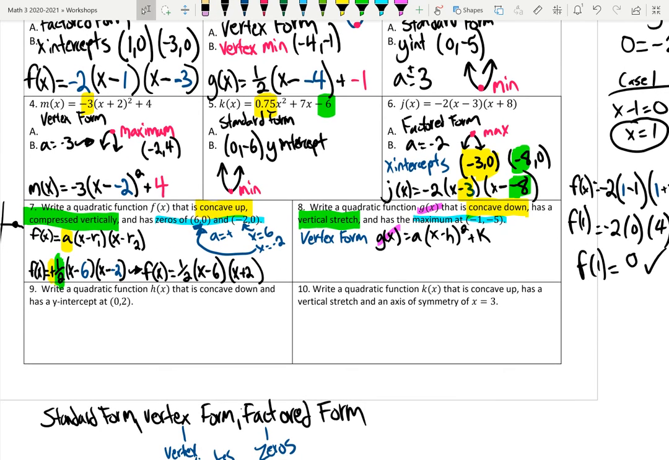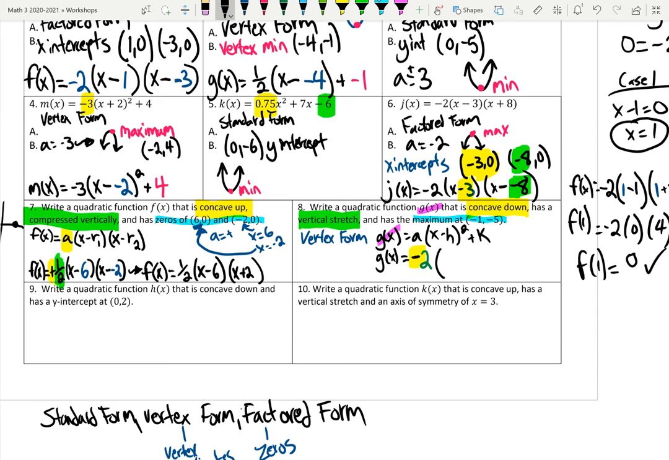Okay, continuing, let's go ahead and generate this out. G of x is going to be concave down, which means that it's going to be a negative number. What number is it going to be? A vertical stretch is not a compression. When you stretch something out, you're making it bigger than it originally was. When you are stretching it, you're going to have to multiply by a number that is bigger than 1. So I'm going to say 2. So I'm going to stretch it twice as big. It is going to be concave down.